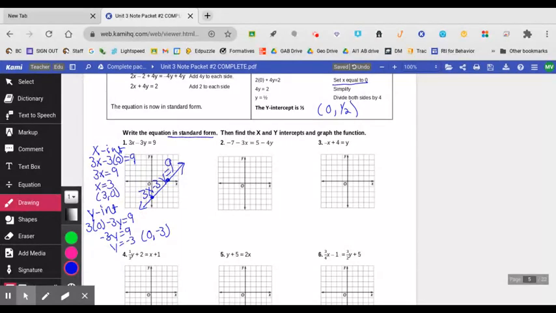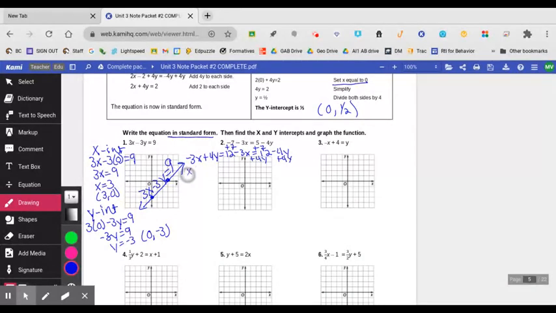Number 2, I need to first put that in standard form. So to put that in standard form, I'm going to start by adding 7 to both sides, which gives me negative 3x equals 12 minus 4y. And then I add 4y to both sides, which gives me negative 3x plus 4y equals 12.